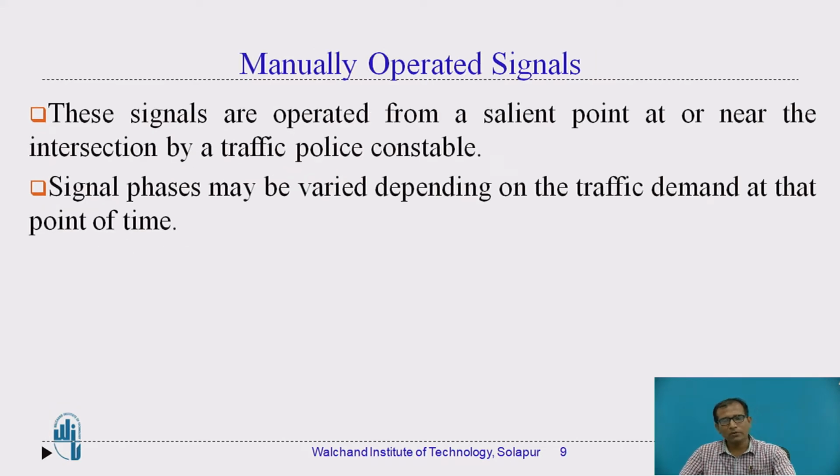Everybody knows that this is the signal operated by a traffic police. Depending upon the demand of the particular traffic intensity, he will change the timings. If there are no vehicles in a particular leg, he may put that leg as red. But the drawback of the system is, what happens if the traffic police is not there? That is the drawback of the manually operated signals.